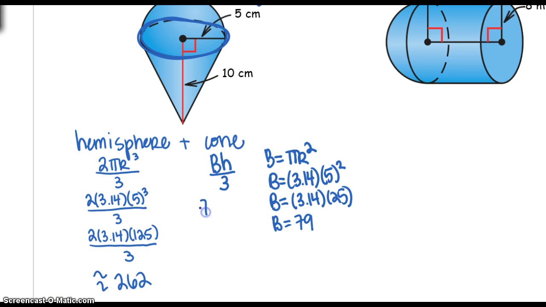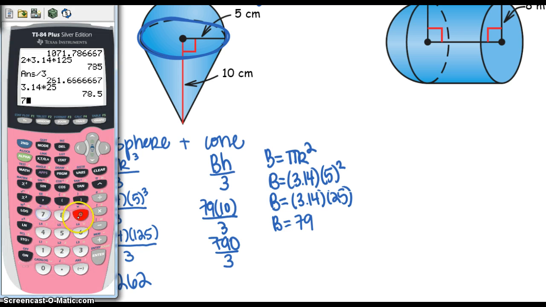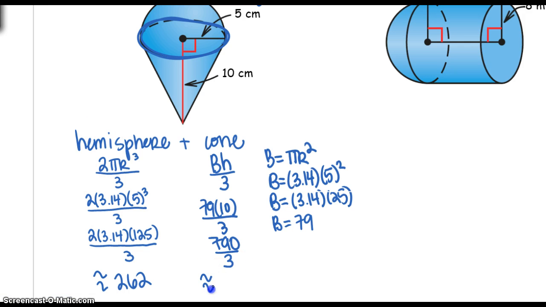So then we go back over here, 79 times the height, and the height of our cone here, remember height is perpendicular, is 10. And we divide all that by 3. So this is going to be 790 divided by 3. So let's go back in here. 790 divided by 3. And this is going to round to 263 because that 3 doesn't change anything. So this is going to be 263.